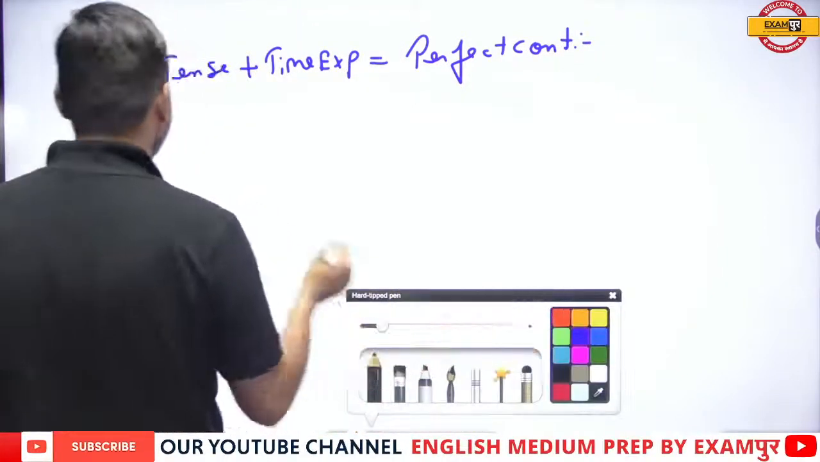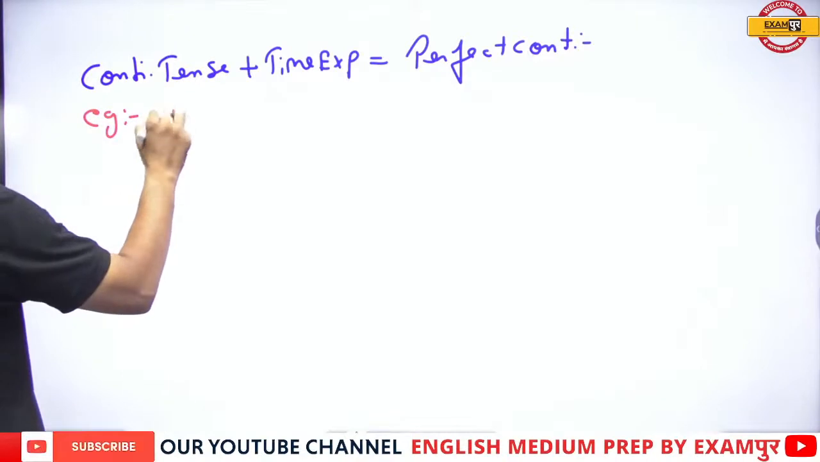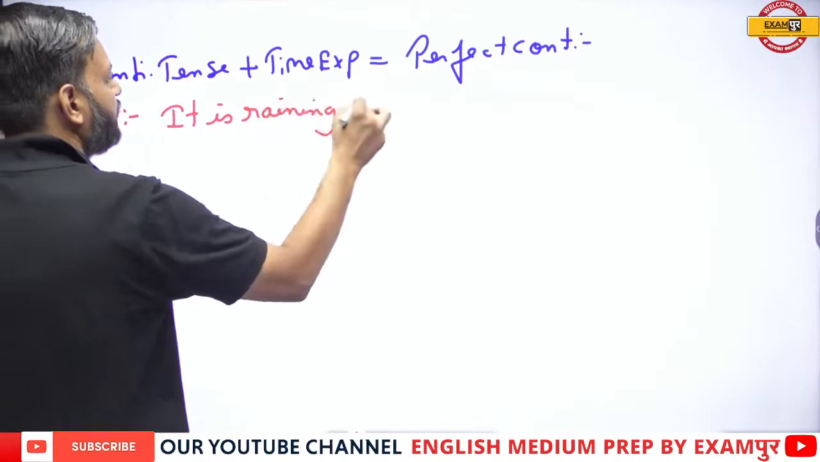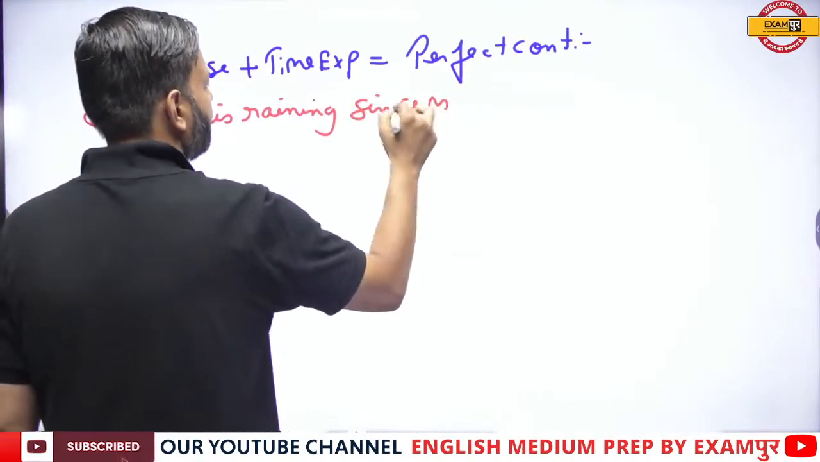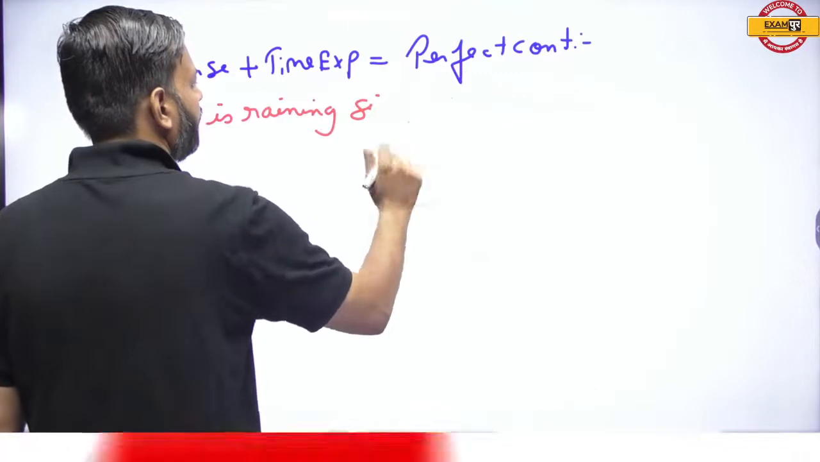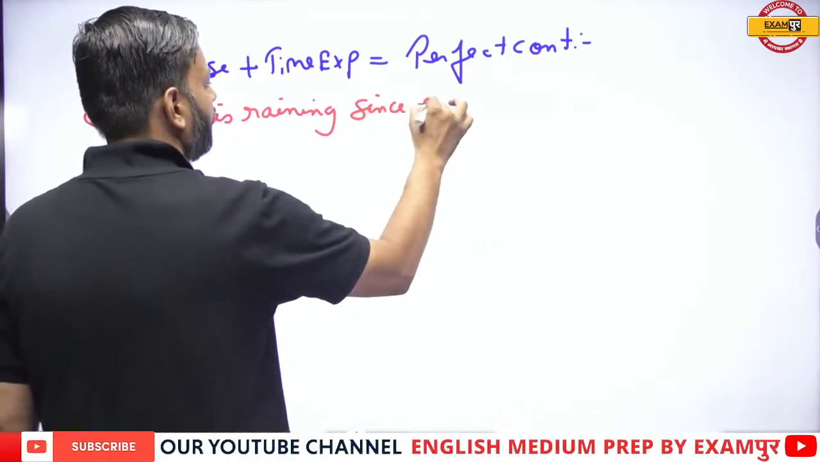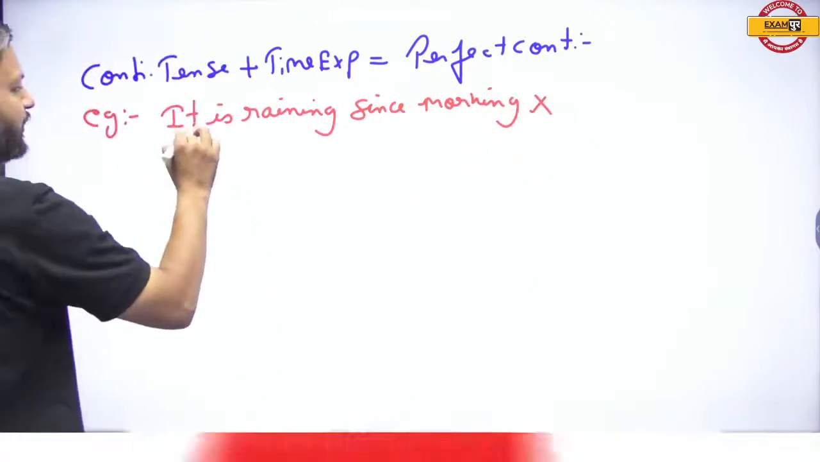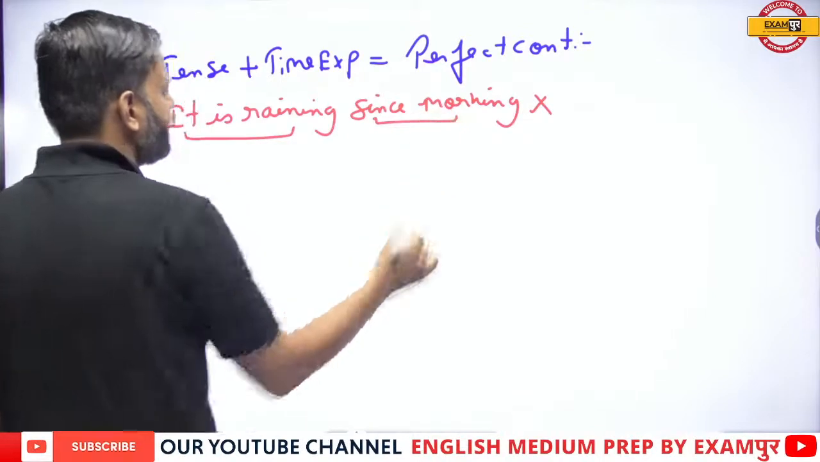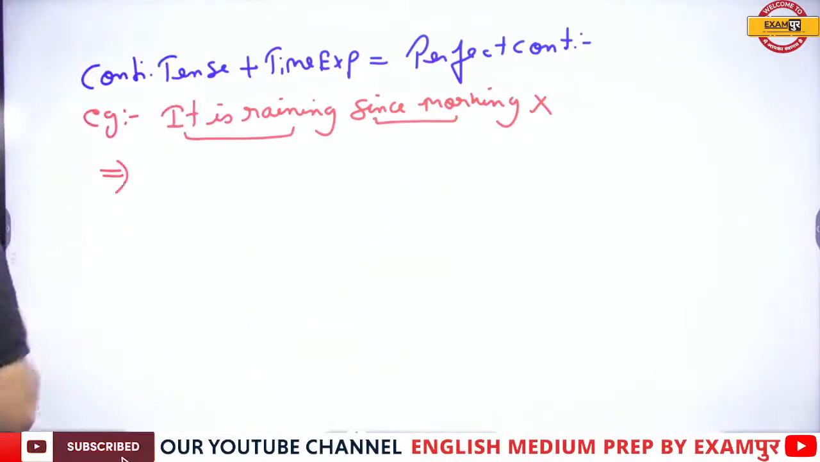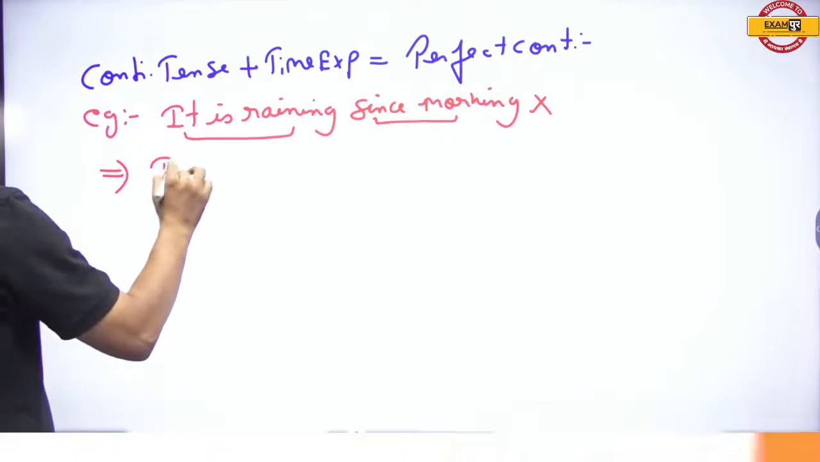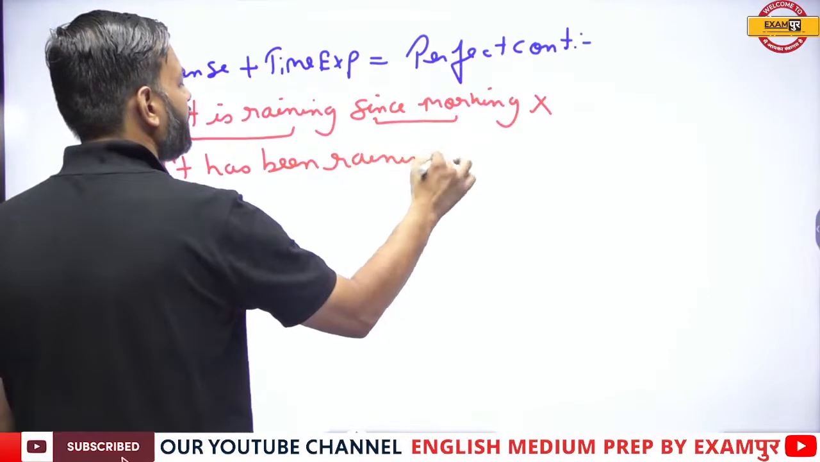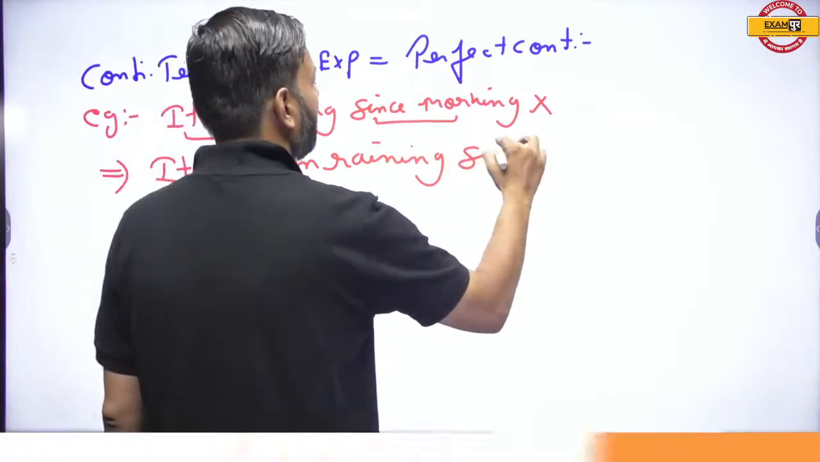Example, it is raining since morning. This sentence is wrong because the tense is present continuous and it has a time expression. So this sentence must be changed into perfect continuous. The correct sentence would be, it has been raining since morning.